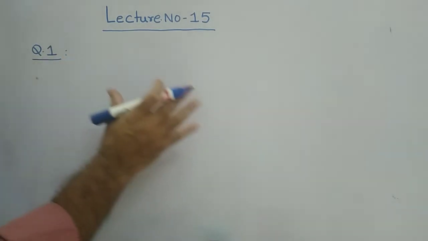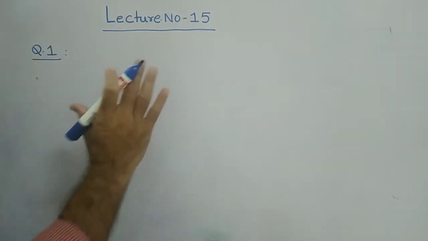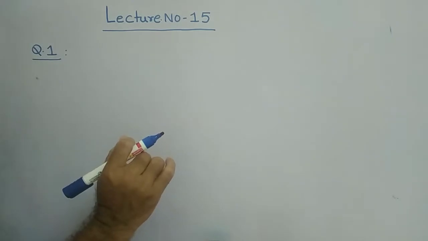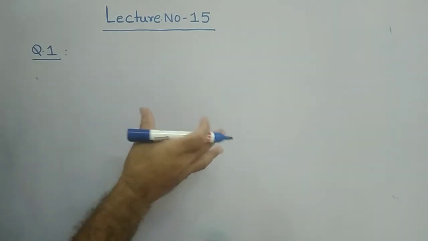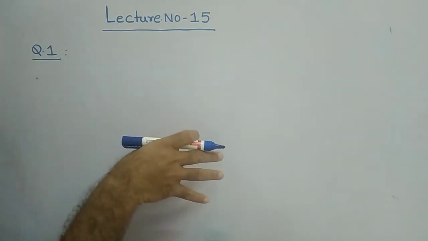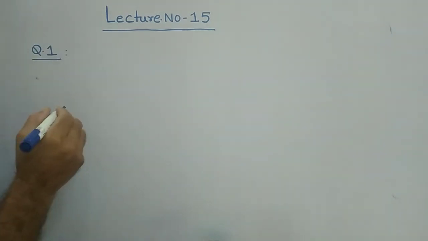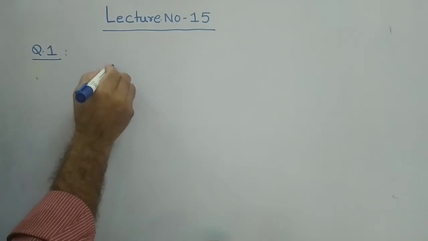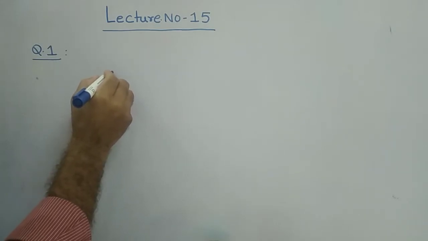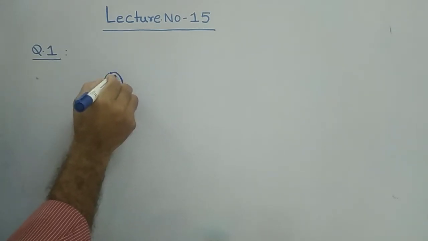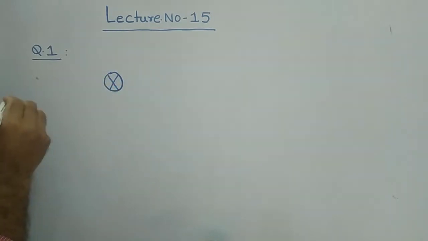So there is a block diagram given, and for that block diagram, you need to find out the transfer function. Let us see. I will explain that. So for that, you have one summer here. It is given like this. You have one summer.